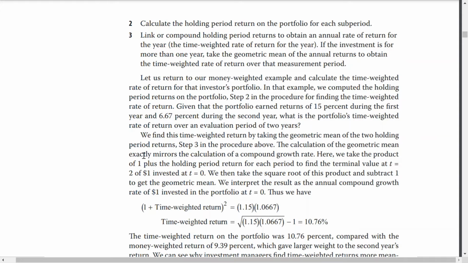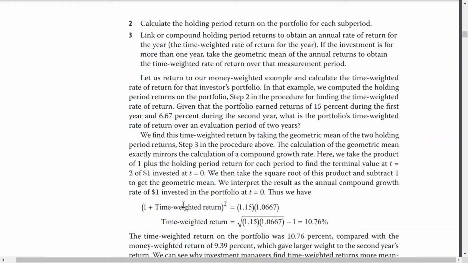periods. Step 3 in the procedures above, the calculation of the geometric mean, exactly mirrors the calculation of compound growth rates. Here, we take the product of 1 plus the holding period returns for each period to find a terminal value at t equals 2 of $1 invested at t equals 0. We take the square root of this product and subtract 1 to get the geometric mean. We interpret the result as the annual compound growth rate of $1 invested in the portfolio at t equals 0.